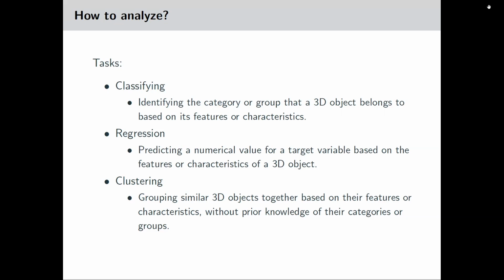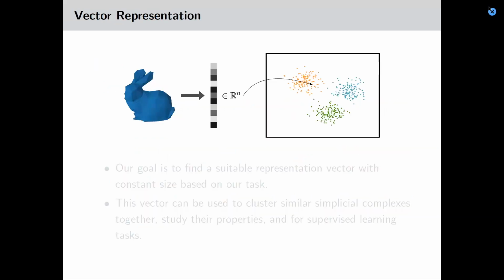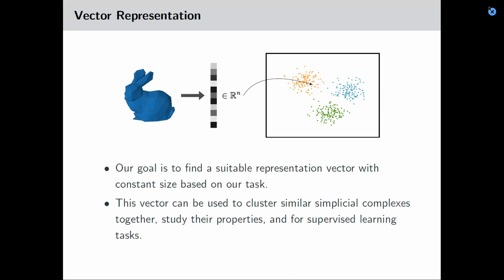So how can you do that? How can you extract useful features? To do these kinds of analysis, many people find it useful to first find a vector representation for each 3D object. So in this slide, we see a virtual example I made. And once we have these vector representations, that means each 3D object corresponds to a point in a Euclidean space. With these points, we can perform various tasks. So our goal is to find an appropriate representation for each 3D object that suits the given task.